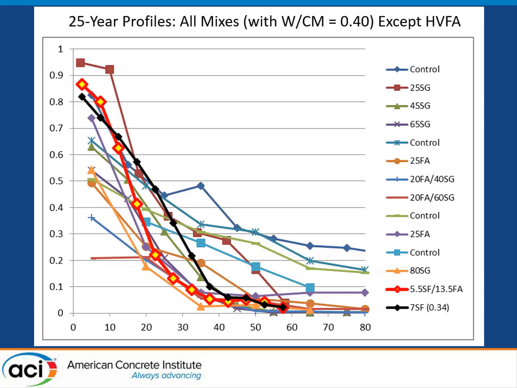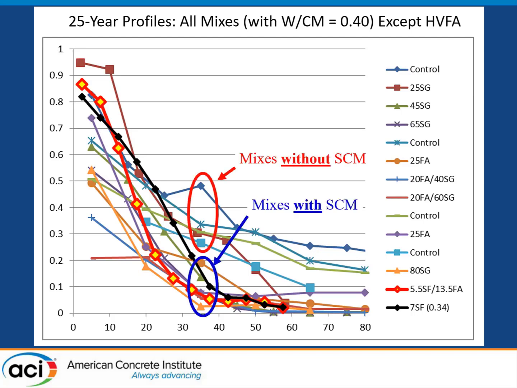That shows a data dump of all of our mixes at a 0.4 water cement ratio. It excludes the high volume fly ash concretes because they were a low water cementing materials ratio. But what's clear here, just a quick and dirty look, is you can see the very significant impact of having SCMs in these mixes at a depth of 35 millimeters. The chloride contents are at least half those in mixes without SCMs. And the difference has actually become more marked as you get down to 50 millimeters.